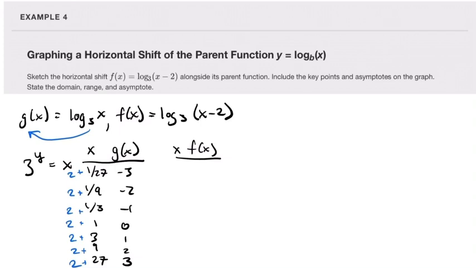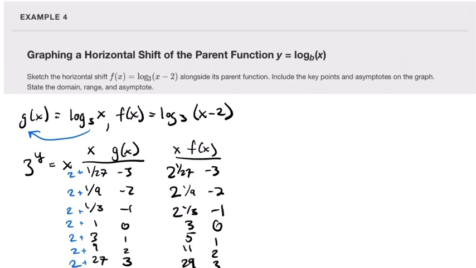I'm going to leave it as a mixed fraction. So we got 2 and 1 over 27, 2 and a ninth, 2 and a third, 3, 5, 11, and 29. And then the y values stay the same. This should be -3, -2, -1, 0, 1, 2, and 3. Okay. So x is okay.